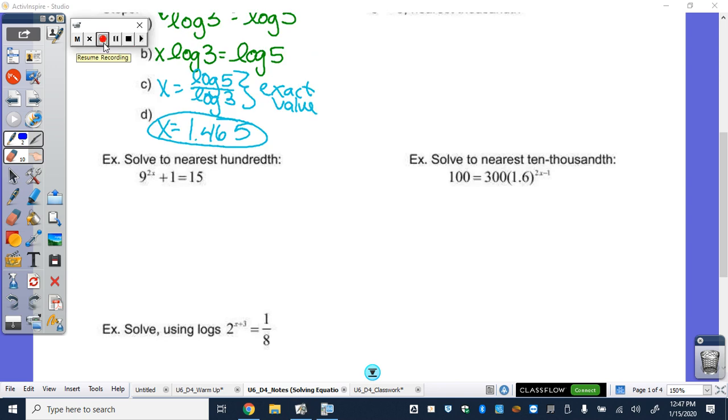All right, so let's take a look at our next one. So this time we got 9 to the 2x plus 1 equals 15. Same thing, let's get that 9 by itself first. So I'm going to subtract my 1. So I have 9 to the 2x equals 14. Now again, I can rewrite 9. I can rewrite it as 3 squared, but I can't do that for the 14. So we're going to take the log of both sides.